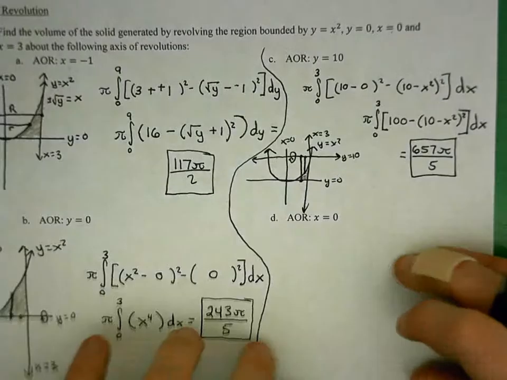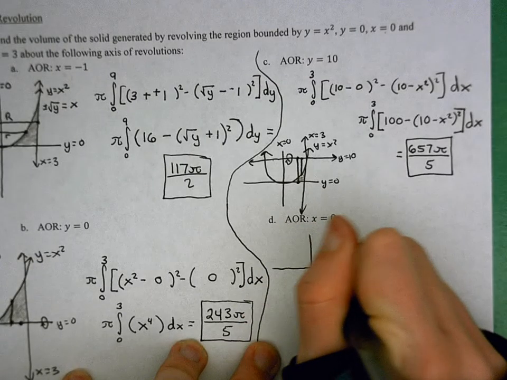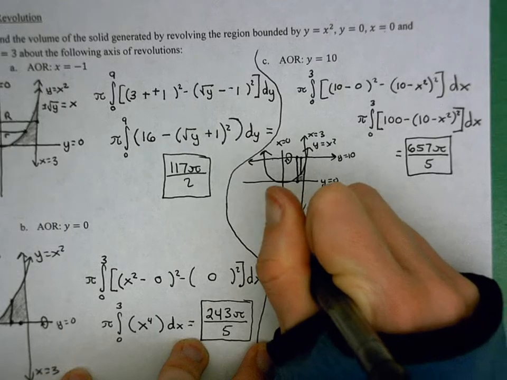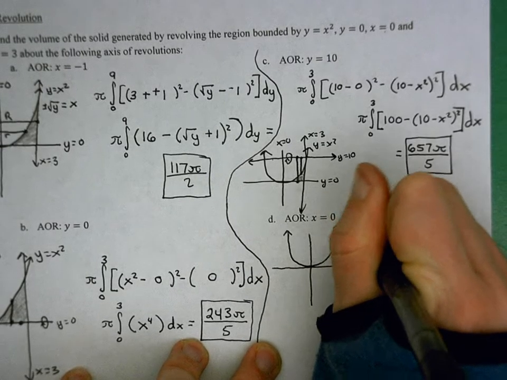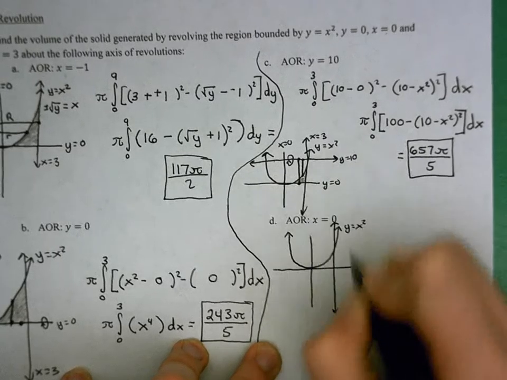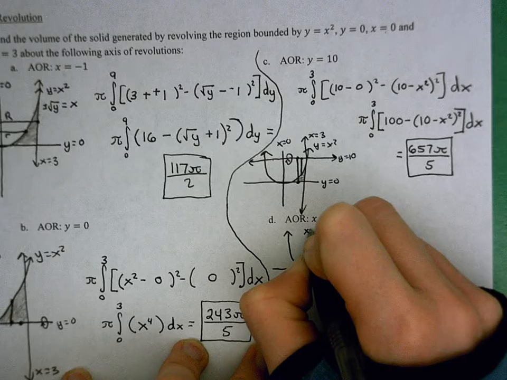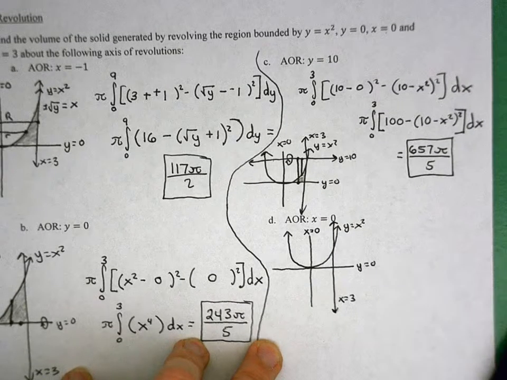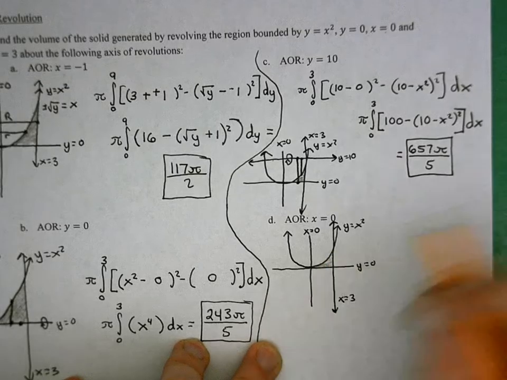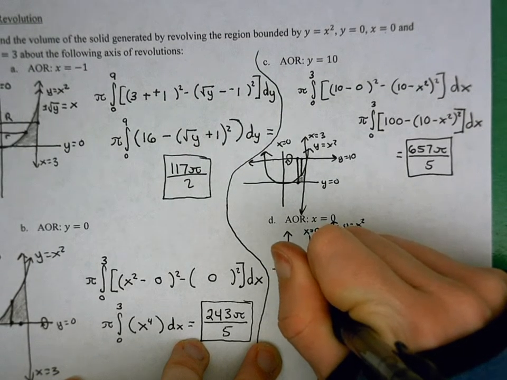Okay, last one, same region. One more sketch, y equals x squared, x equals 3, y equals 0, x equals 0. Nice shaded region. In this case, my axis of revolution is x equals 0, which is that y-axis there.